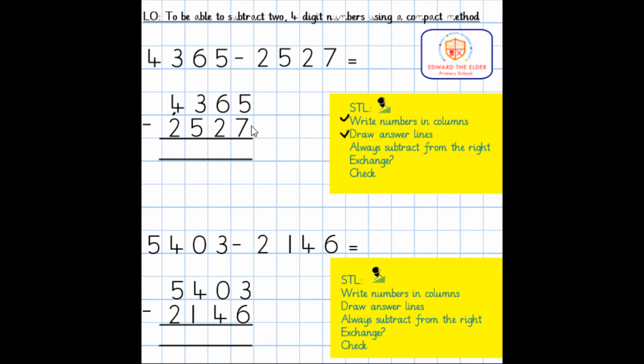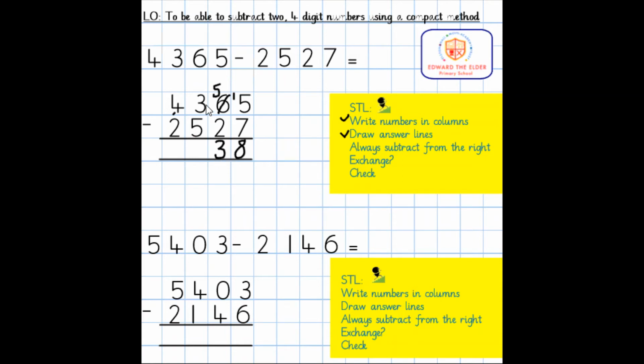So 5 subtract 7. I cannot do this, so I need to look at the next column, the tens. There are 6 tens, so I'm going to exchange the 6 tens to 5 tens and carry the 1 ten to the ones column. I now have 15 subtract 7, which equals 8. We then move to the tens column, and I have 5 tens subtract 2 tens, which equals 3 tens.